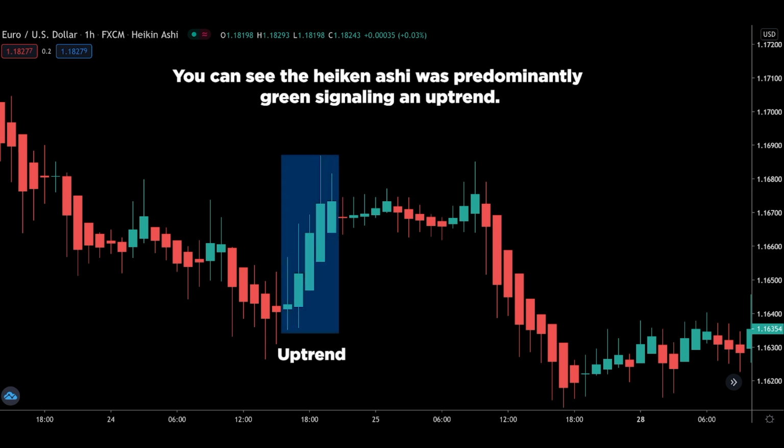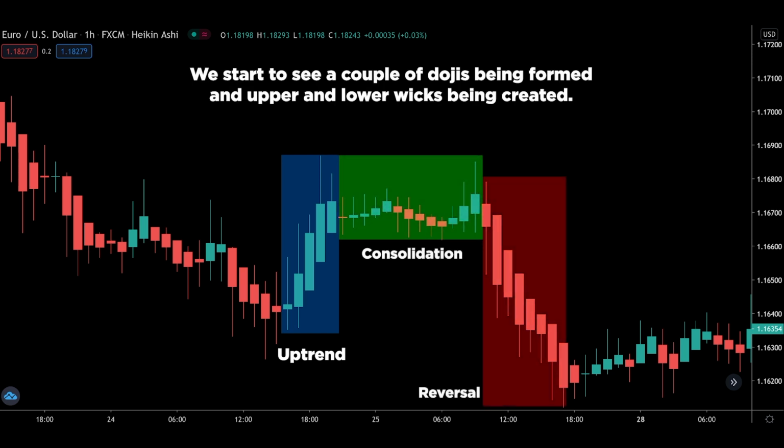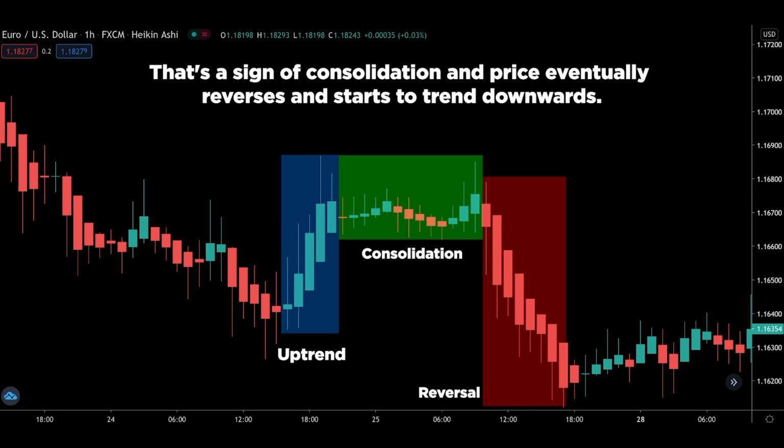Here you can see that the Heiken-Ashi was predominantly green, signaling an uptrend. Then we start to see a couple of dojis being formed and upper and lower wicks being created. That's a sign of consolidation and price eventually reverses and starts to trend down.